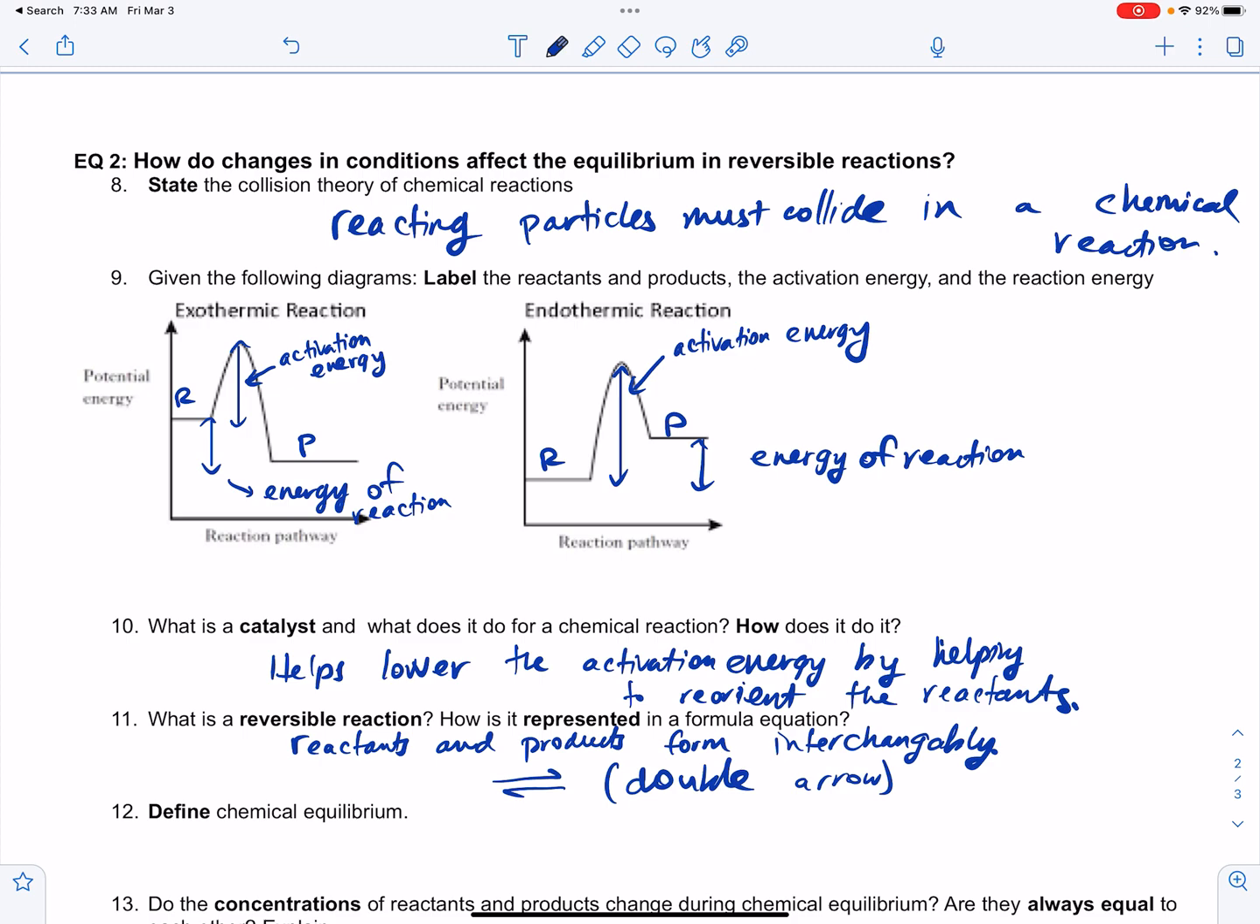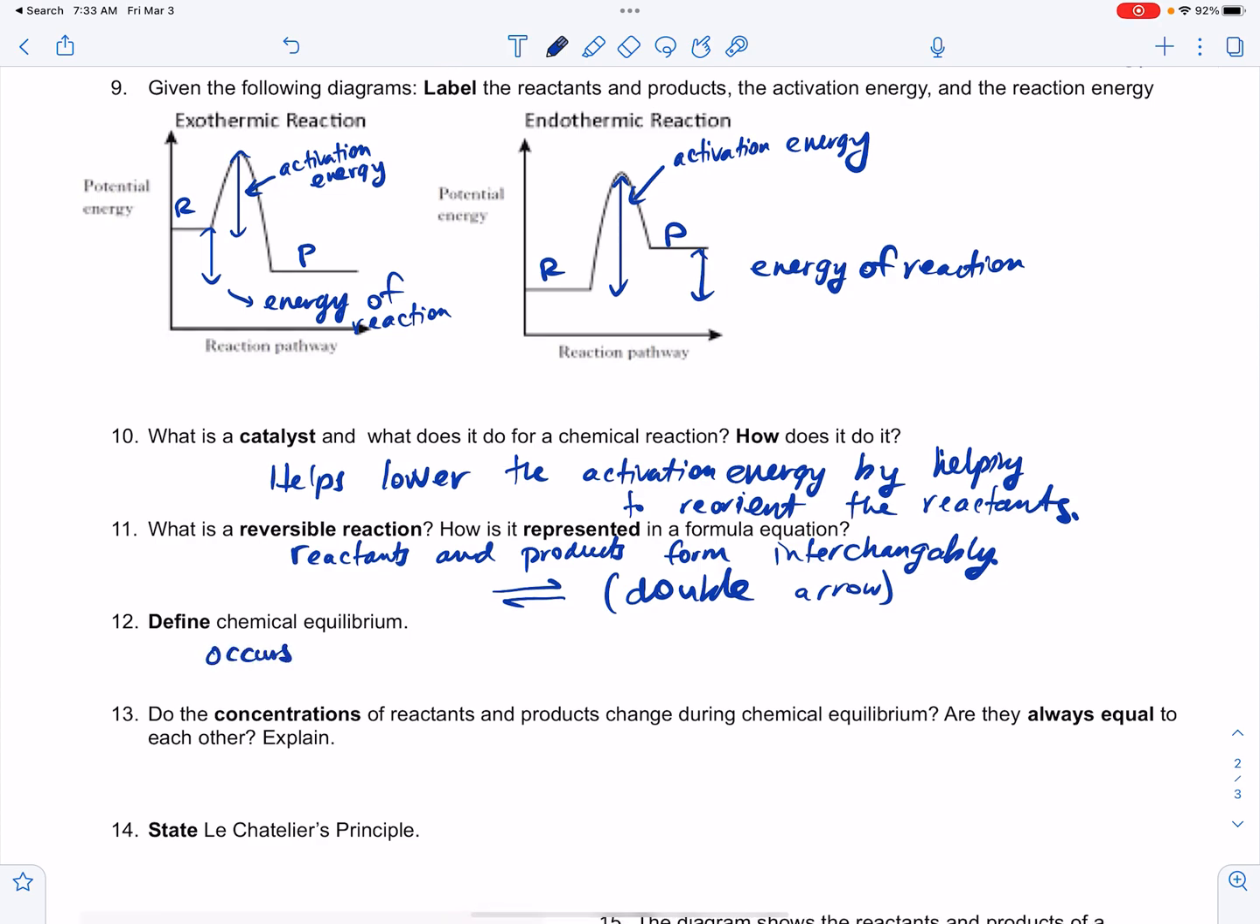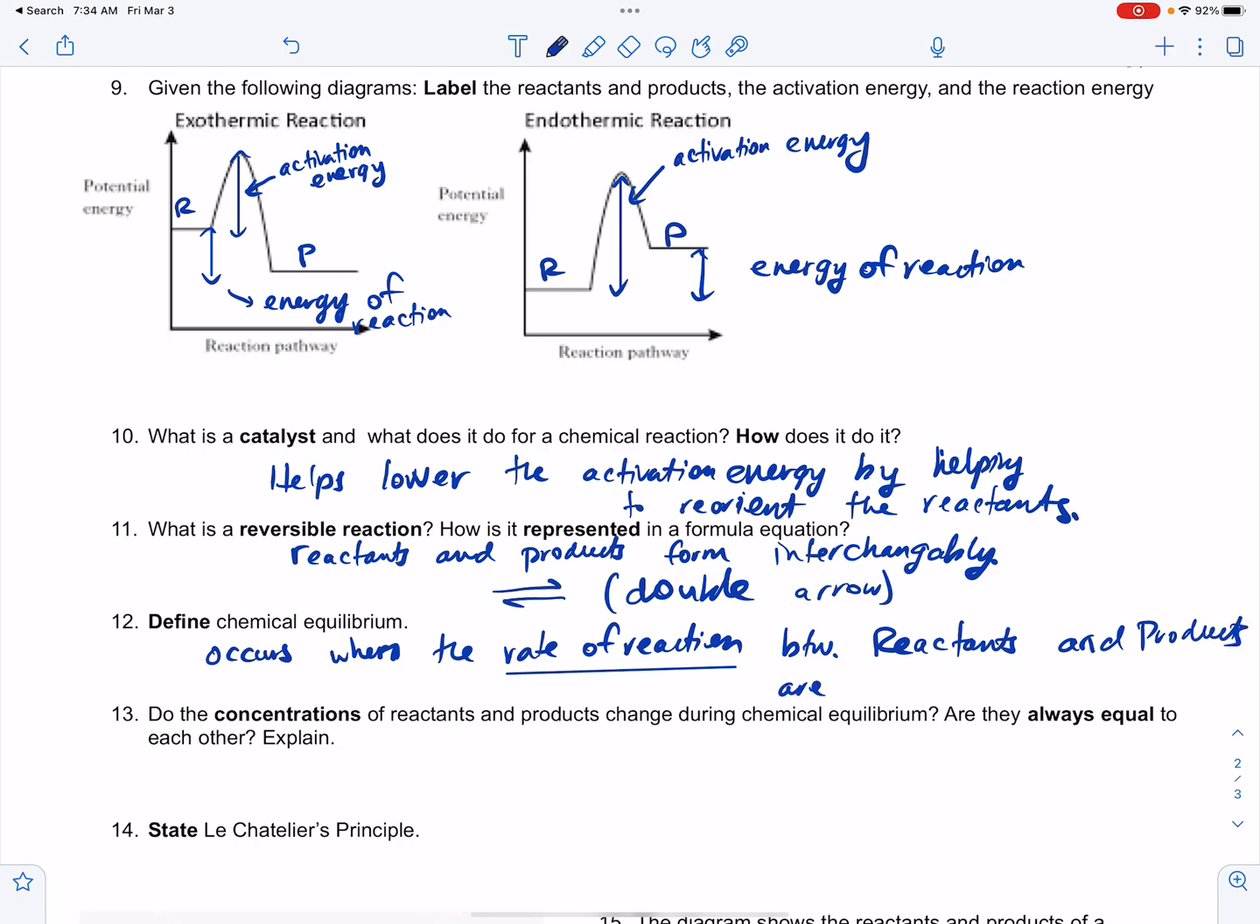Define chemical equilibrium. All right. So, chemical equilibrium occurs when the rate of reaction between the reactants and the products are the same. So remember, it's the rate that's the same, it's not the amount, okay?